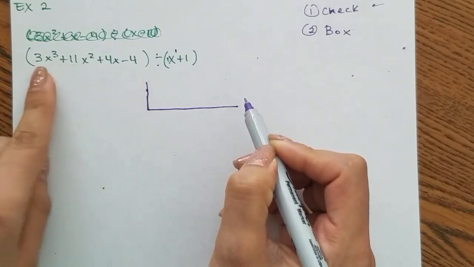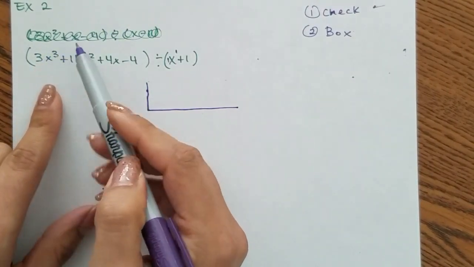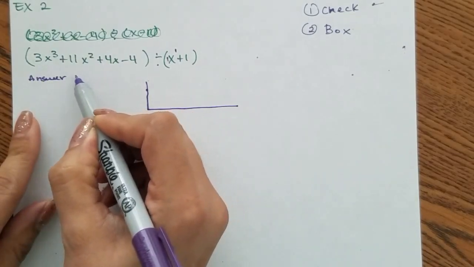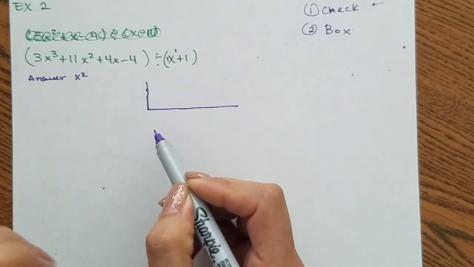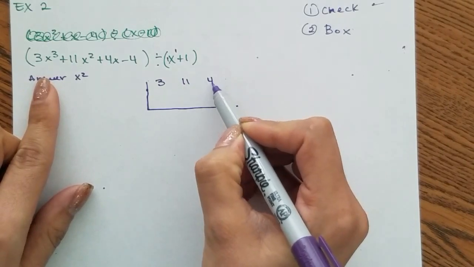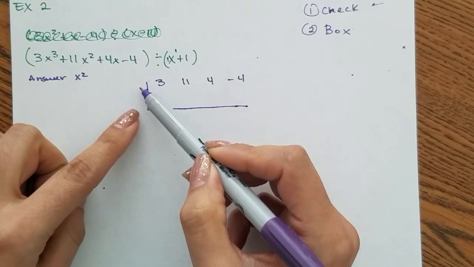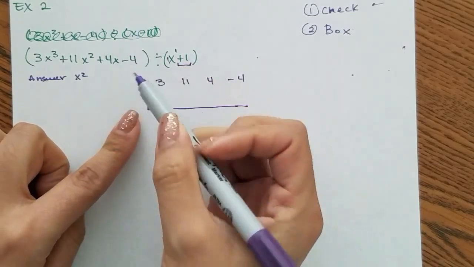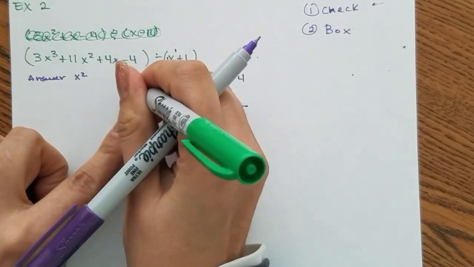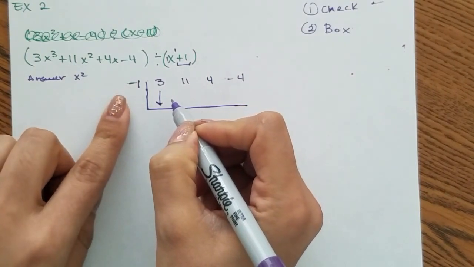Put your coefficients here. Now, one thing that you want to be careful with is that this exponent here is cubed, so that your answer is going to start with an x squared. You're just going to go x squared and then subtract a power from each one. So here we have a 3, 11, 4, negative 4. Now we need to put our constant over here on the outside, which is a positive 1, and then we're going to change the sign. Okay, make that a negative. So then we're going to come down here. If this was a negative, keep in mind that it would change to a positive.